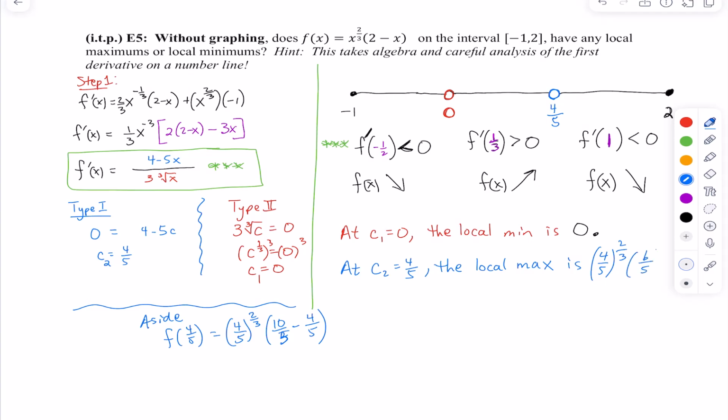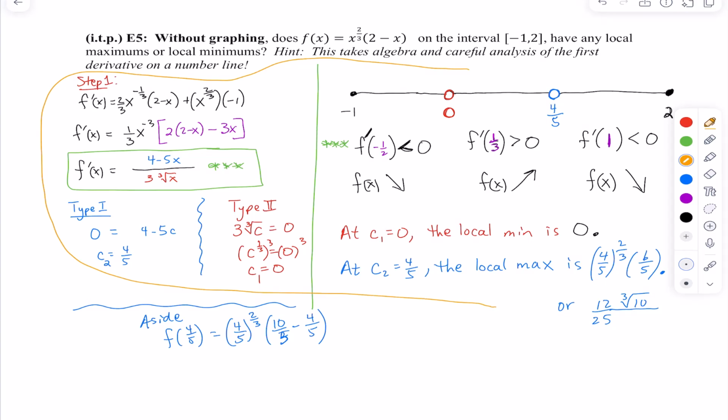And remember, the local max is a y value. Now, if you're curious, there is an equivalent form. If your algebra is so strong that it spikes your curiosity, there is an equivalent form for that number. But notice, using the analysis of the first derivative here will help you figure out whether a function has a local min or local max. And a number line drawing really helps.